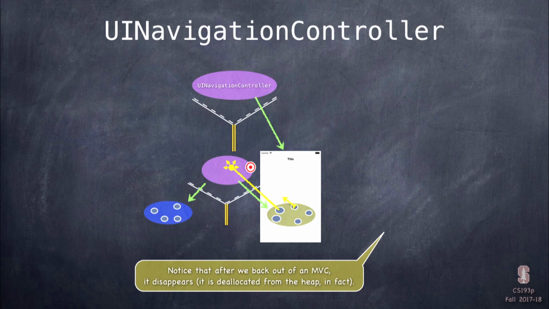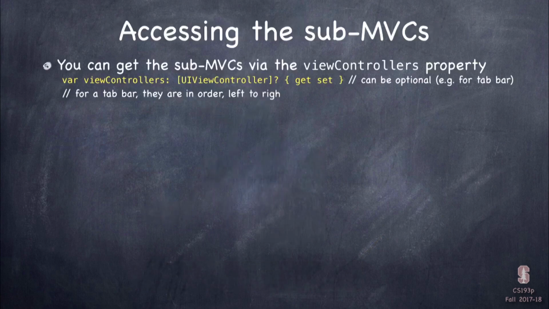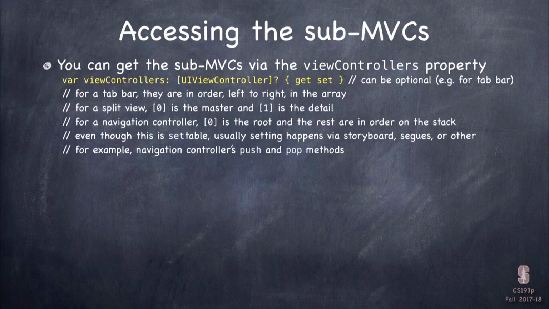Okay? So it's very important to understand that as we use a navigation controller, usually when we put things on, we're creating a new one, and when we take things off, we're throwing it away. That is the normal operation of a navigation controller. Okay? It can be used in other ways, but that is its normal operation. Okay, so those are the 3 kinds of MVCs of MVCs.